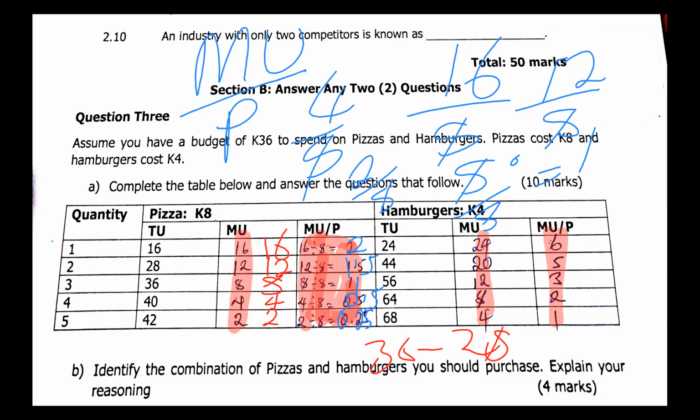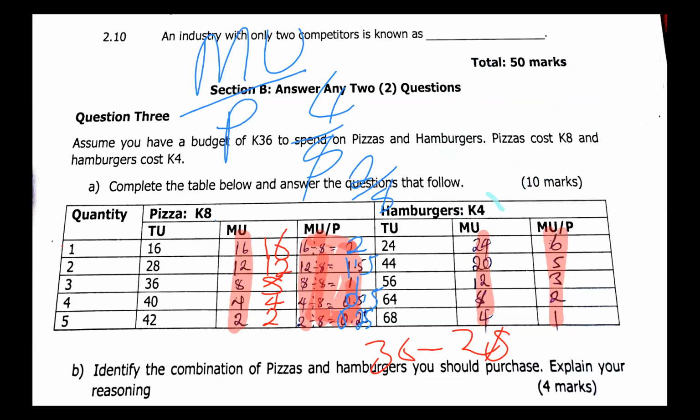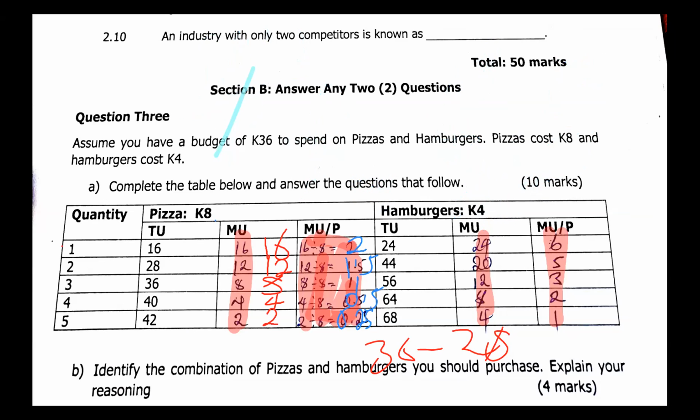If you're fine, that's my pleasure. We can continue solving. We go to the next one. The next one says the hamburgers. The hamburgers have a price of 4 kwacha. Can you find the marginal utility?